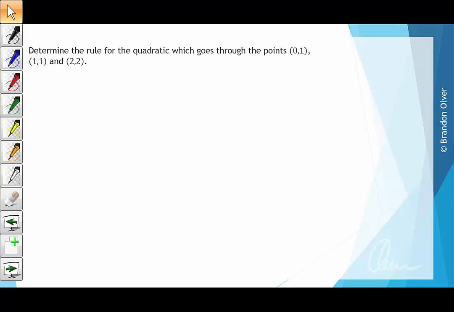In this video, we're going to determine the rule for a quadratic which goes through the points (0, 1), (1, 1), and (2, 2). So the first thing we're going to do is substitute each of these points into the general quadratic equation, which is y = ax² + bx + c.